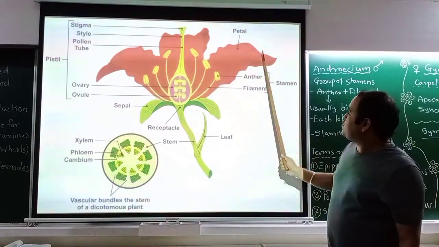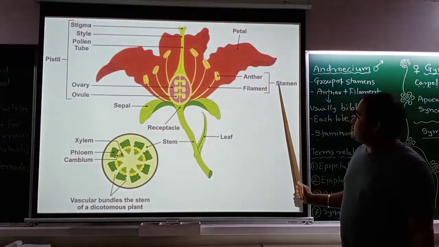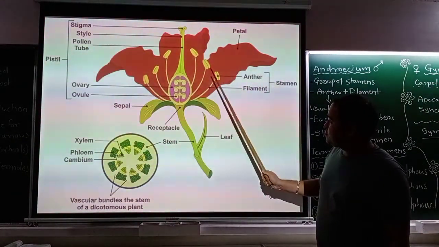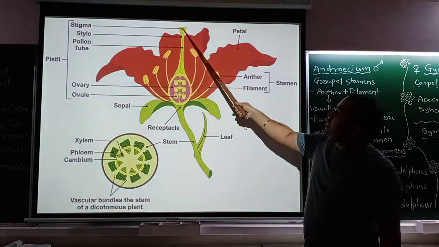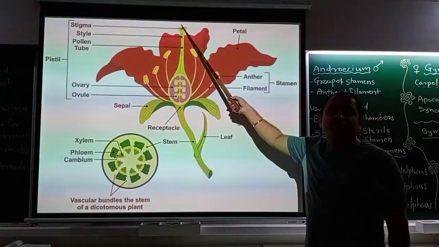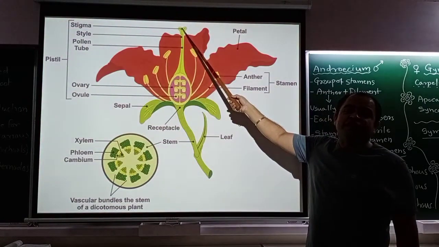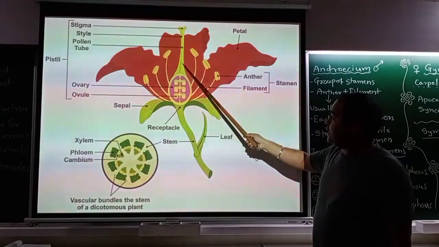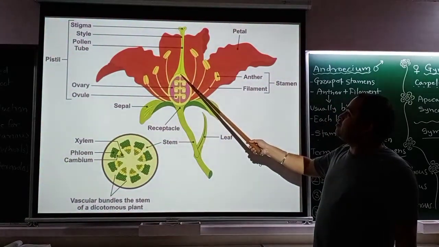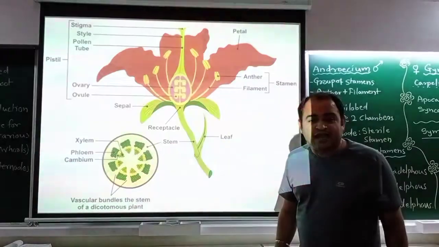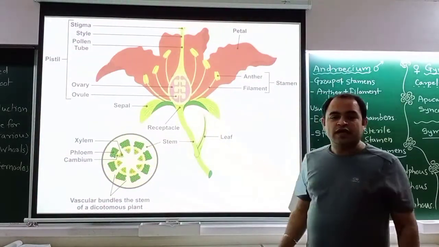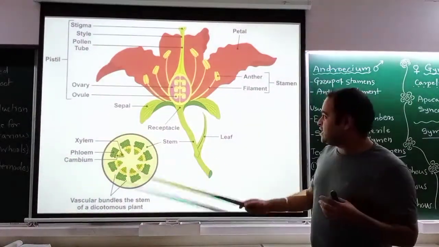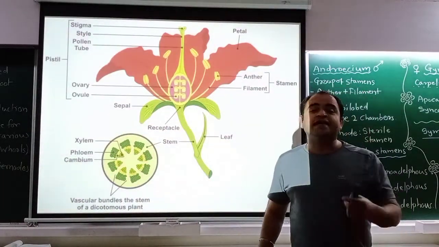Think about a typical stamen, that is male part, anther and the filament. This particular stigma is responsible for receiving the pollen grains which are shed by various agencies. Then the pollen tube forms and it enters through the style or the stylar canal, and it reaches up to the ovule, and the male gametes are present in the pollen tube, and the egg cell which is present in the ovule gets fertilized.